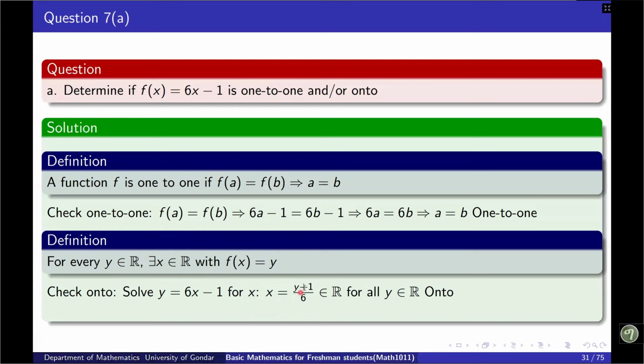So that for each and every element y, which is an element of R, we can obtain at least 1 x, which is the pre-image of y. Therefore, the function is onto. Therefore, the function f of x equal to 6x minus 1 is both 1 to 1 and onto. That's bijective or 1 to 1 correspondence.